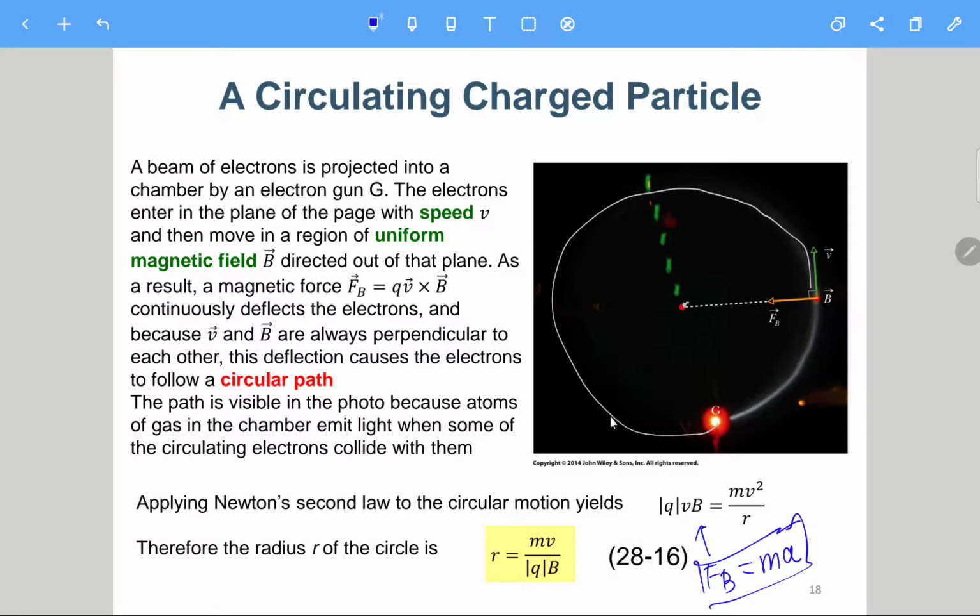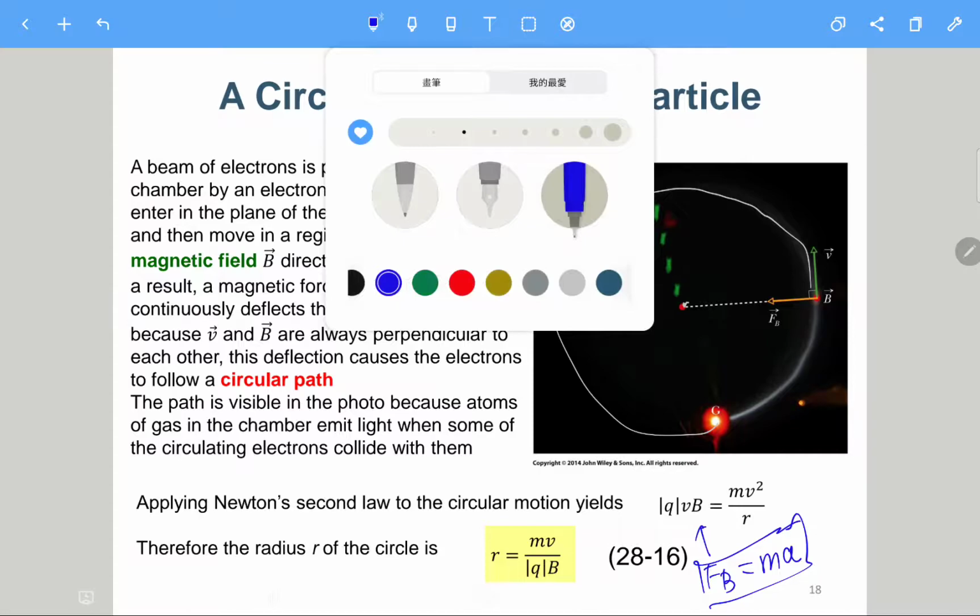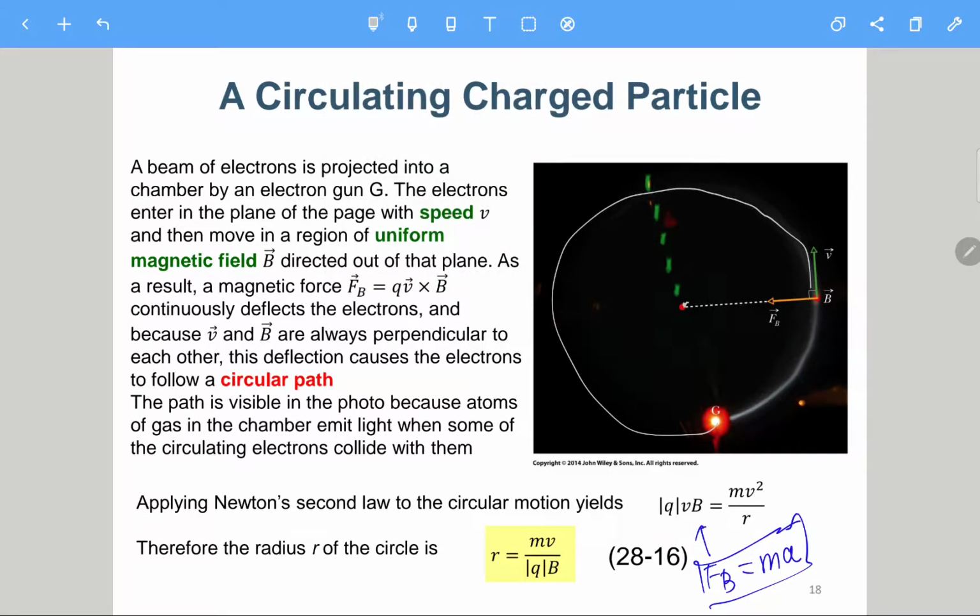You can imagine the B field pointing into the page for this case, or out of the page. The B field should be out of the page. In this case, V cross B points to this side. And this is a negative charge, so FB points this way.